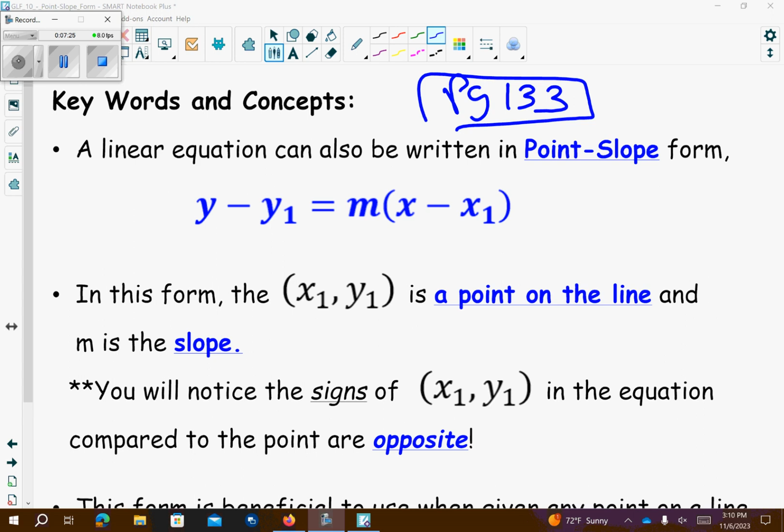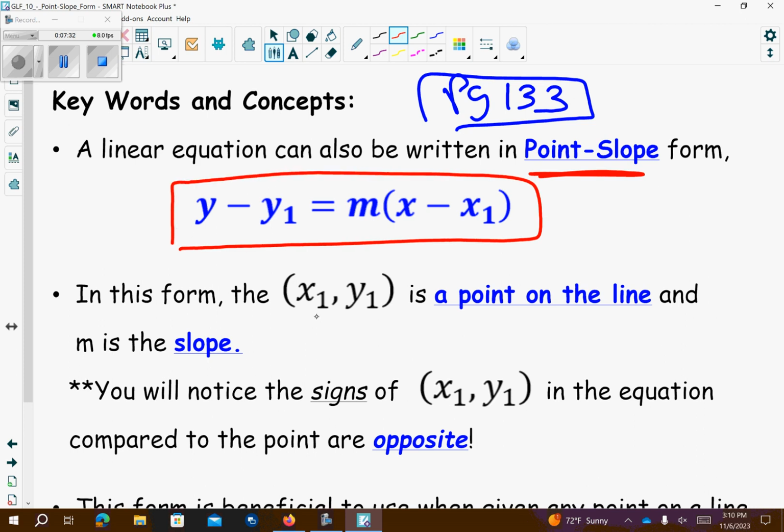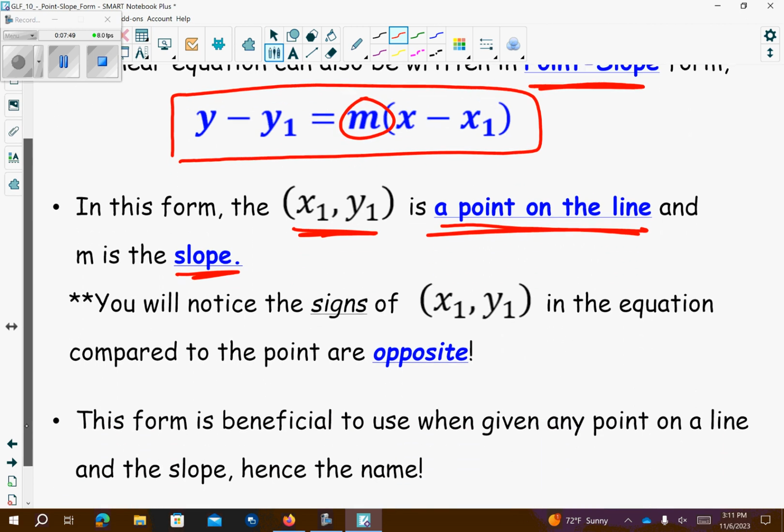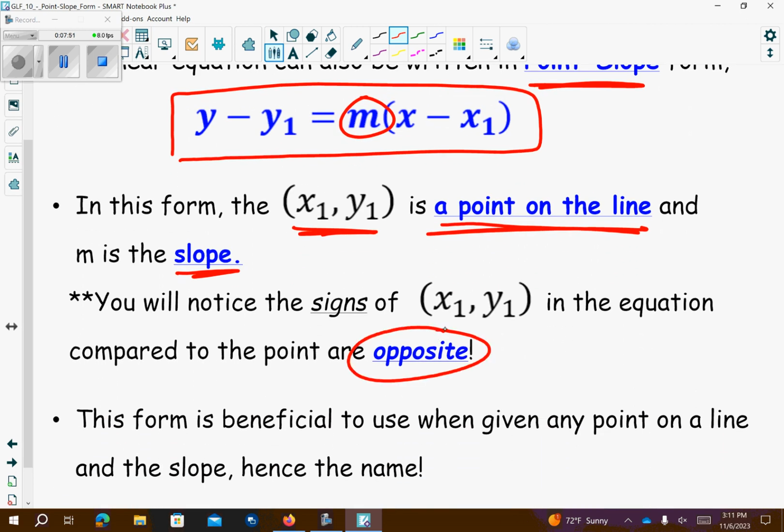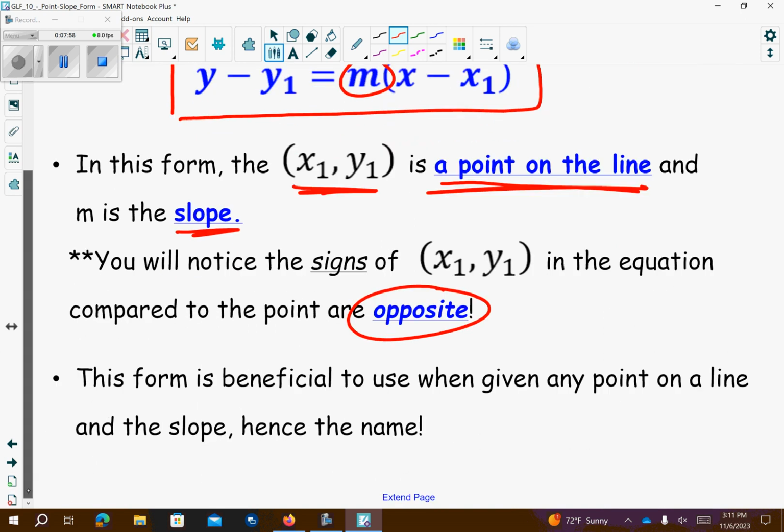Okay, so there's one more form of lines, and we're going to refer to this as point slope. Point slope looks like this, where x1 and y1 are your starting points. You can fill this out in this form. x1, y1 is a point on the line, and m is the slope. You'll notice x1, y1 in the equation compared, they are opposite values. So when we pull them out, they'll become opposite. This form is beneficial when given any point of a line and slope. Hence the name point slope.